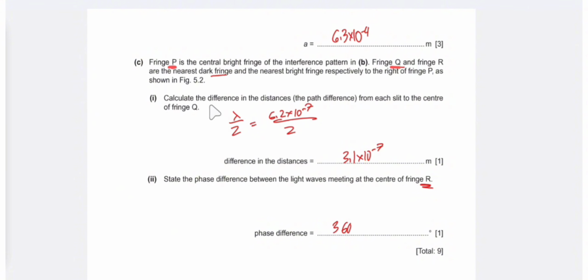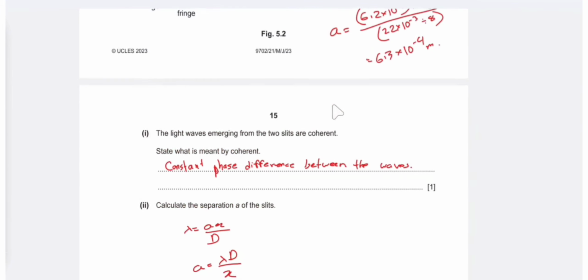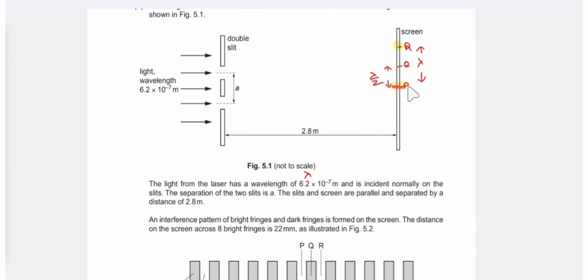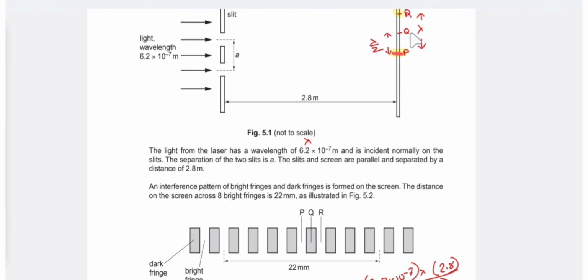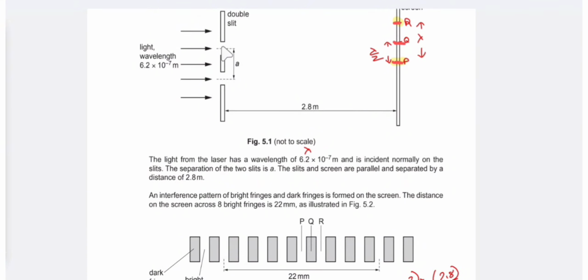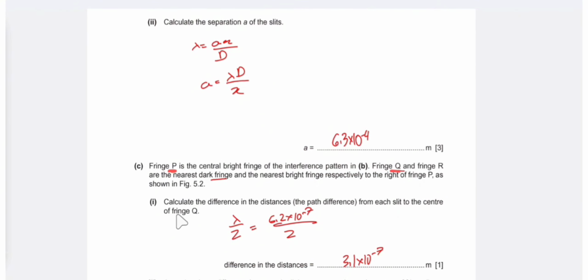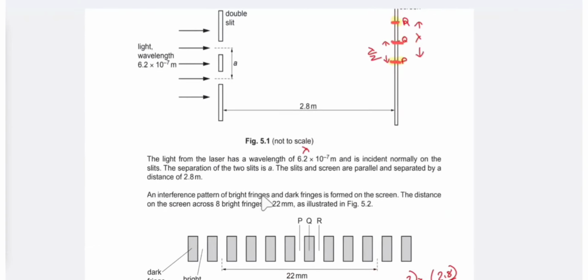Now calculate the difference in distance, the path difference from each slit to the center of fringe Q. So what is the path difference to the center of fringe Q? Fringe P is a central bright fringe, and Q and R are to the right of P, and Q is the nearest dark and R is the nearest bright. Now from each slit, what is the path difference? So what is the value of path difference?